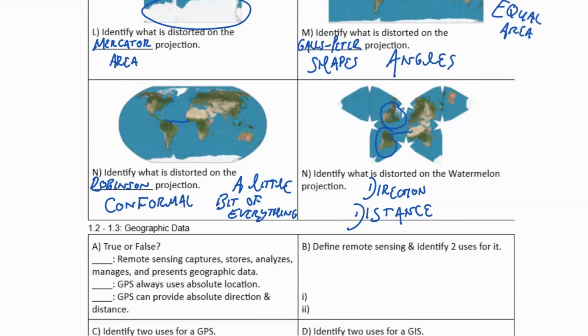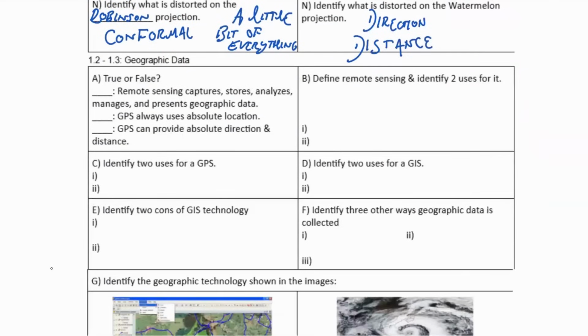But let's move on to 1.2, geographic data. So we have some easy true or false ones here. True or false, remote sensing captures, stores, analyzes, manages, and presents geographic data. That sounds like a pretty handy definition, but it's not true, it's false. We call this a GIS. A GIS does all this.